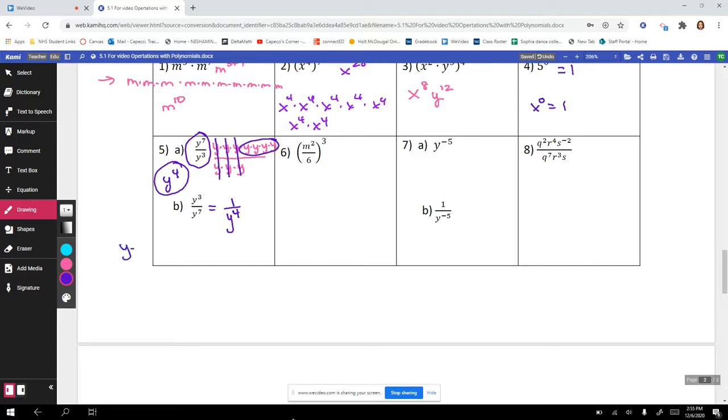Now, the other way you can look at that, and I think it's easier the way I just told you, but some people look at it this way. This is y to the 3 minus 7, which is y to the negative 4th, which is the same as 1 over y to the 4th. Now, that is true, and that's the property. I just think it's easier to skip all that and just say subtract them.